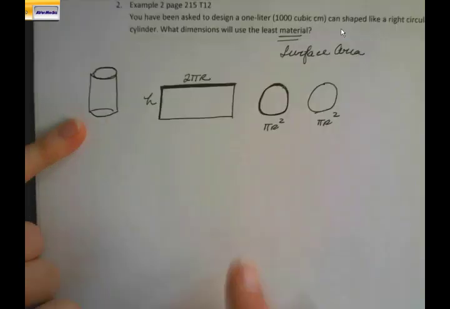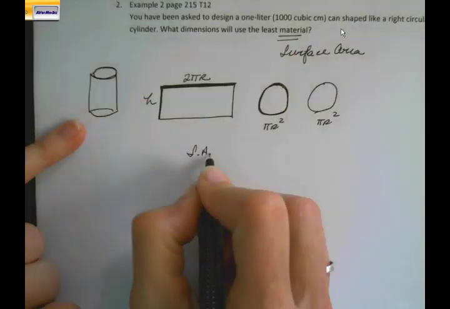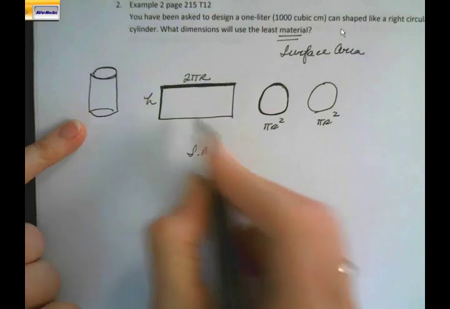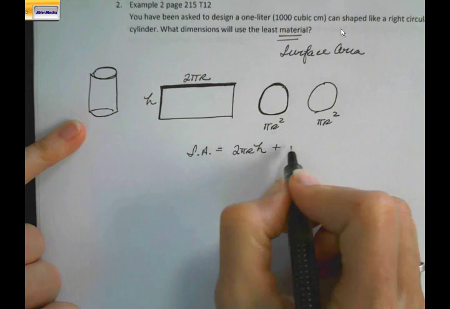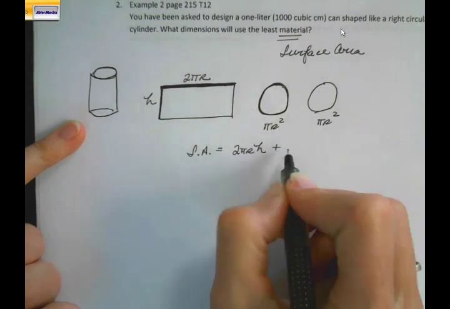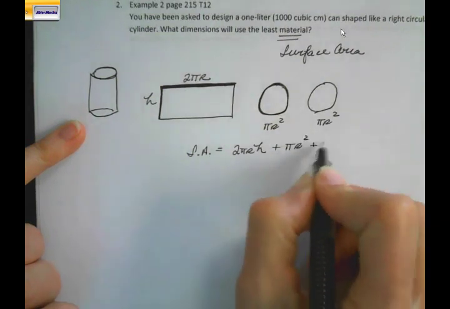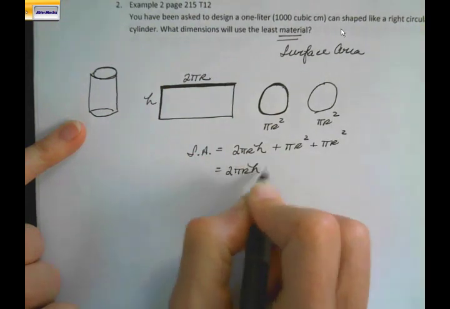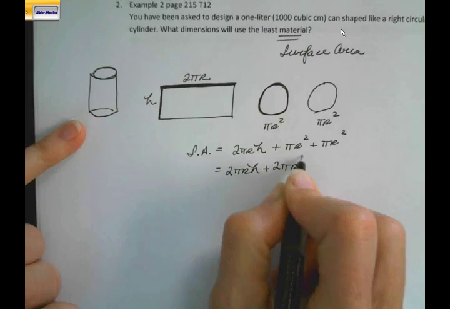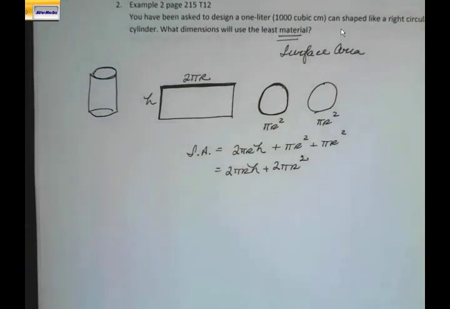So the surface area, which we usually indicate by SA, is the area of the rectangle, which is 2 pi r times h, plus the pi r squared plus the pi r squared. So there you go, 2 pi r h plus 2 pi r squared. That is the surface area of a right circular cylinder. Now, did they give us anything that we can use?